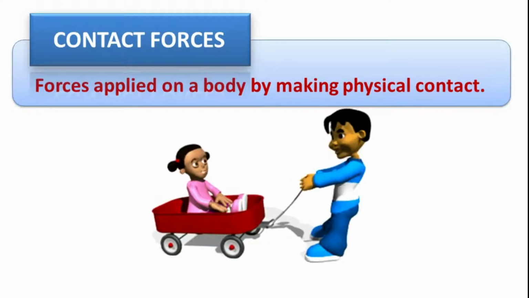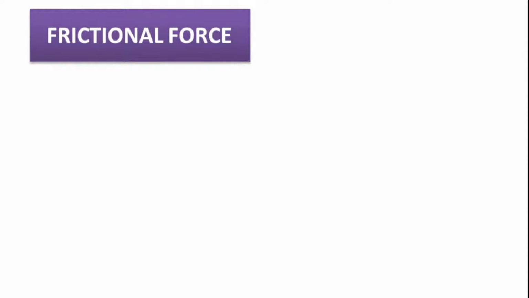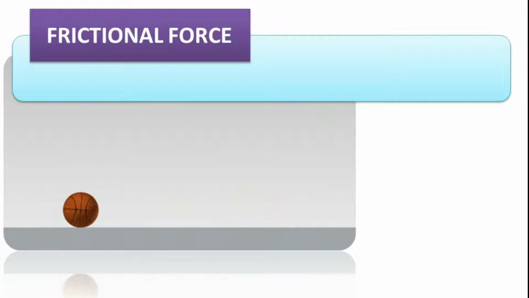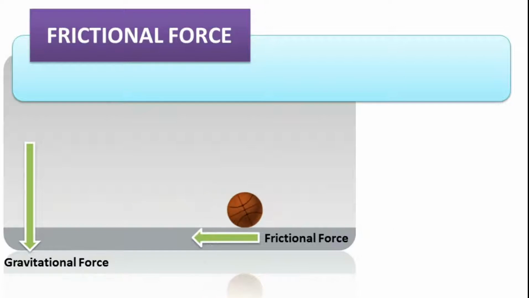There are many types of contact forces. Let us study 5 important types of contact forces. Number 1, frictional force or force of friction. If you roll a ball on the floor or ground, after some time the ball stops. We know there must be a force to stop the body. There are two forces acting on the body. One is gravitational force and the other is frictional force.